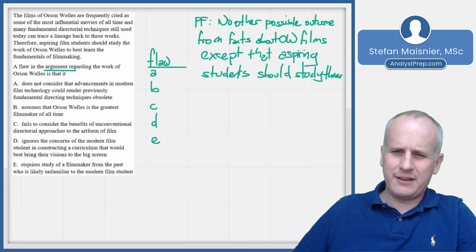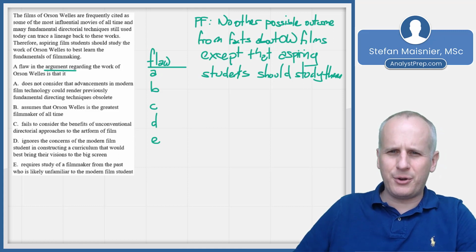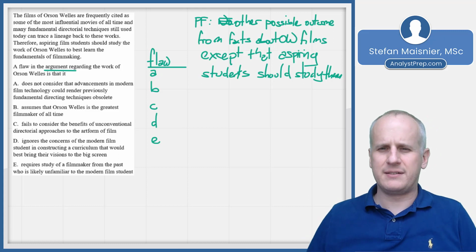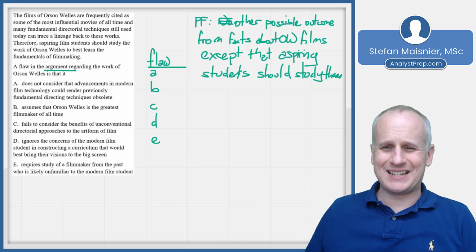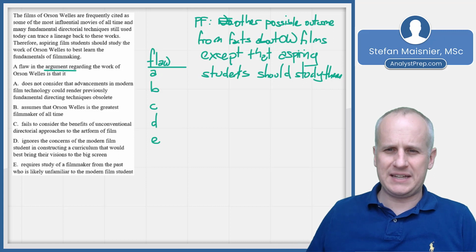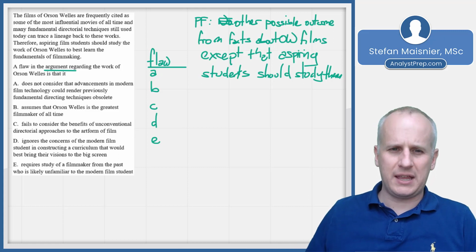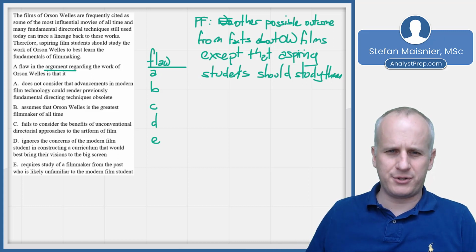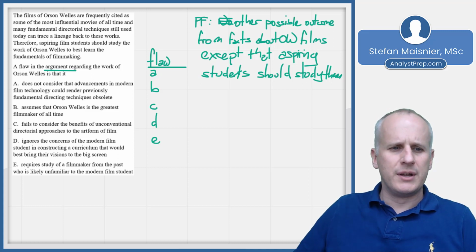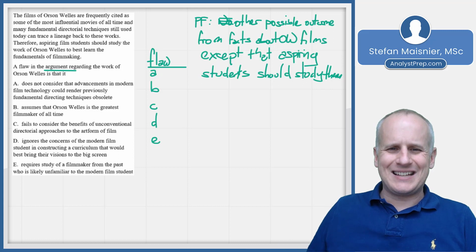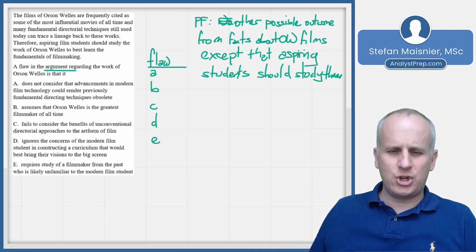But since we're looking for a flaw, we need to show that there is, in fact, some other possible outcome from the facts. So we don't necessarily need to see these films if we're an aspiring film student and want to learn the fundamentals of filmmaking. So choice A does not consider that advancements in modern film technology could render previously fundamental directing techniques obsolete.